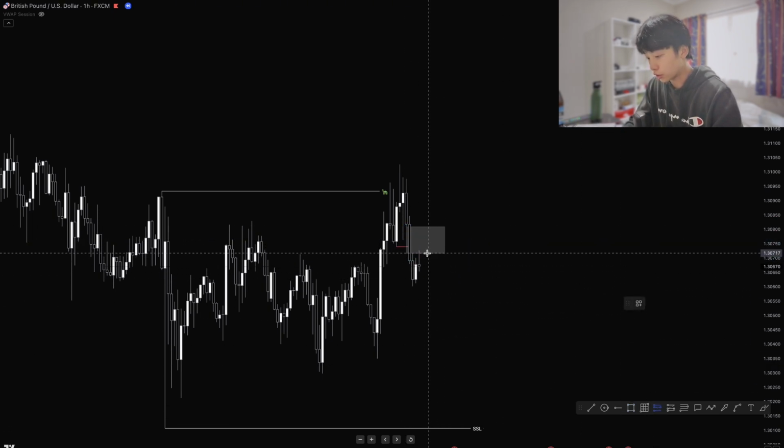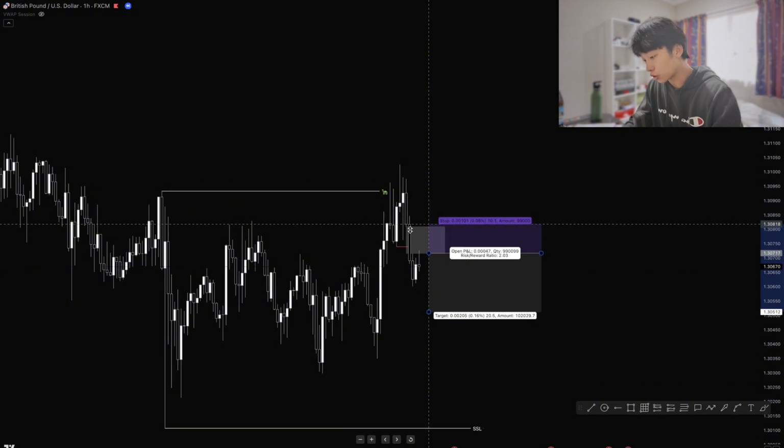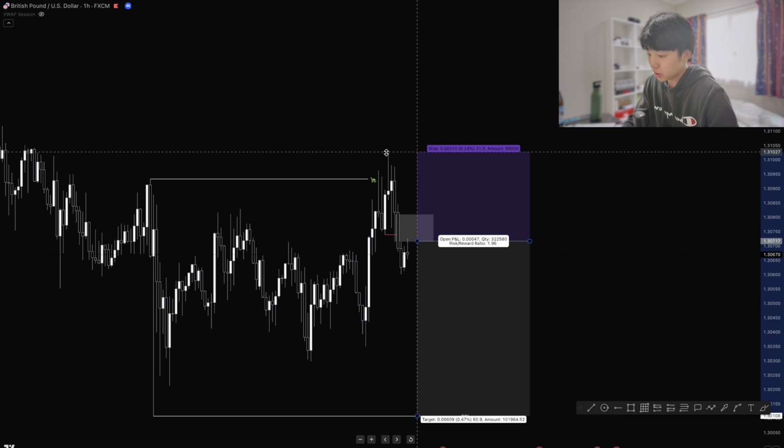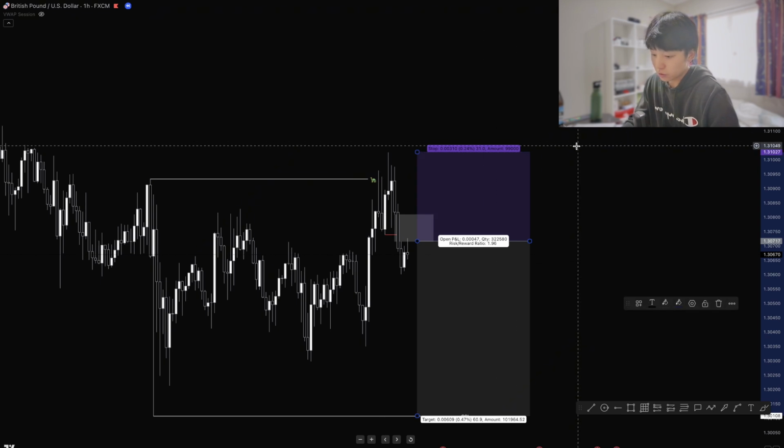You press short as soon as it comes in the fair value gap, stop loss at the top of this fair value gap or at this high. Usually it's better to give your trade more space to run if you're a beginner, because then it gives your trade a higher probability of hitting because it has more opportunity to move around.